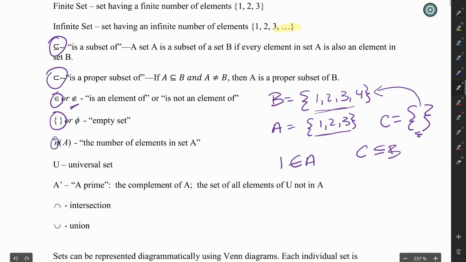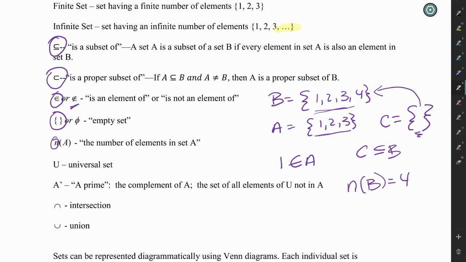If you see the little n in front, that means the number of elements in set A. So if I were to say n(B), that would be 4 because there are 4 elements in set B. U is the universal set. That's the set out of which we're taking all of our other sets from. And we'll talk about that a little bit more in a bit.